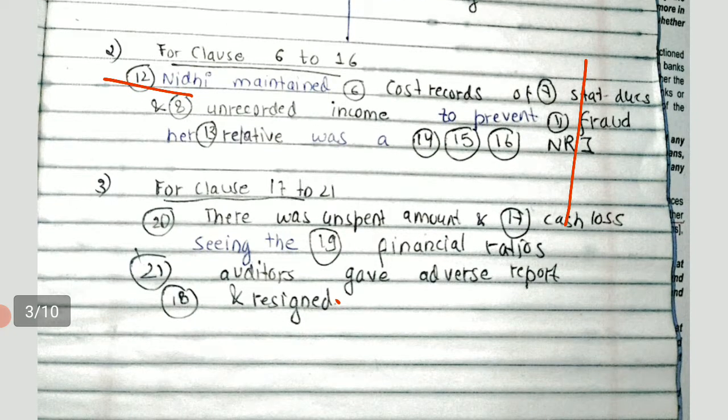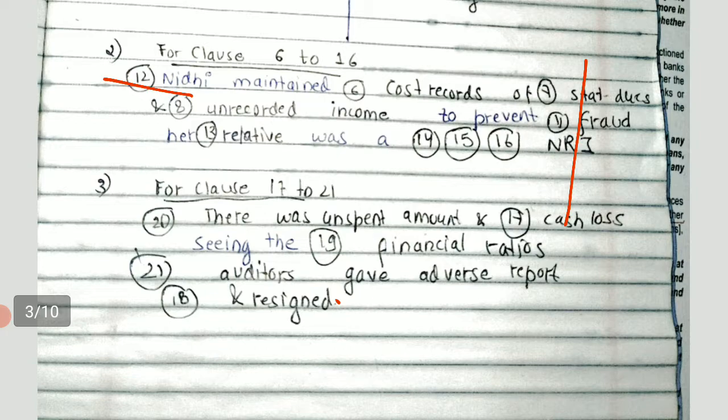Now, this Nidhi used to maintain cost records. In the company in which she was working, there was some unspent amount, and the company faced huge cash losses. Seeing the financial ratios of that company, the auditors gave an adverse report and resigned. Suppose the company was PQR Limited, and Nidhi was working in PQR Limited. After some time, it was found that there was unspent income and the company faced huge cash losses, and seeing the financial ratios, the auditors gave an adverse report and resigned.